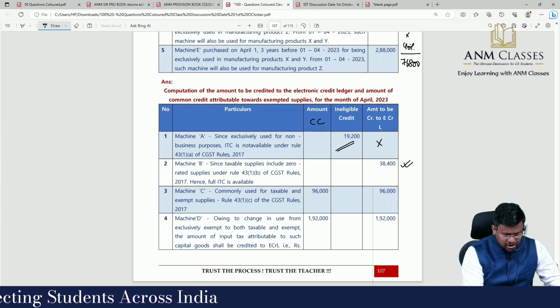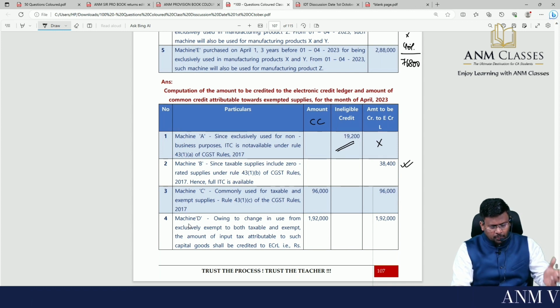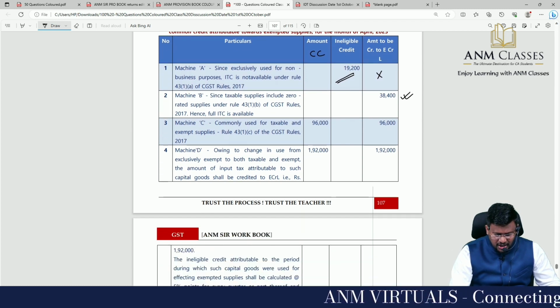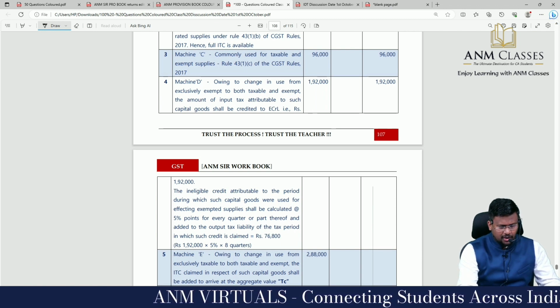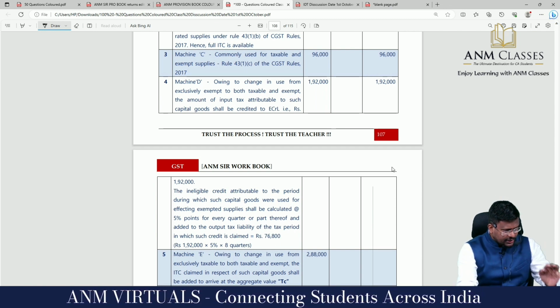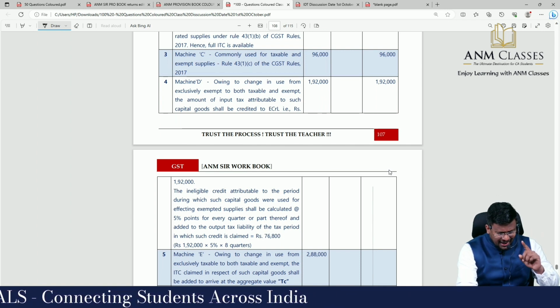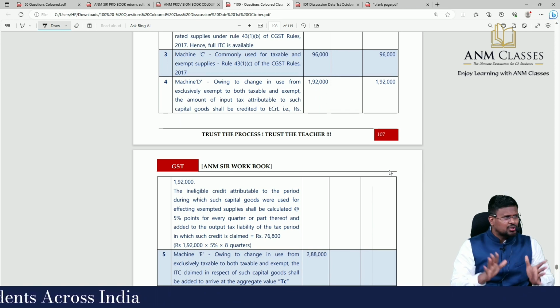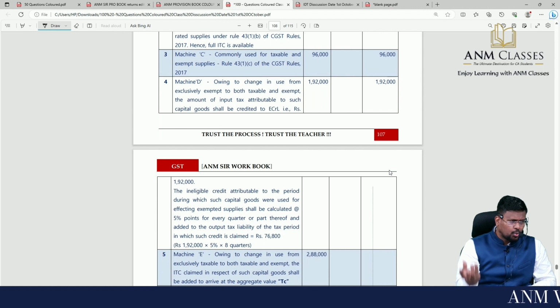Correct? So with regard to machine D, owing to the change in use from exclusively exempted to both taxable and exempted, the amount of input tax credit on such capital goods shall be credited to what? The ECL. So do we need to bring it to the ECL? For that particular capital goods the total ITC is 1,92,000, and all of it will come to the ECL. We cannot manually bring only a part of it. When we take the bill fully, the entire amount on the bill will sit there.